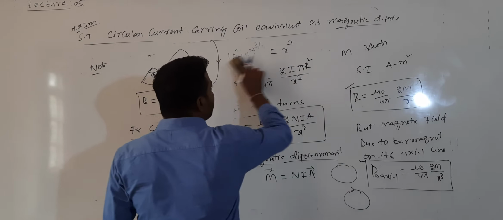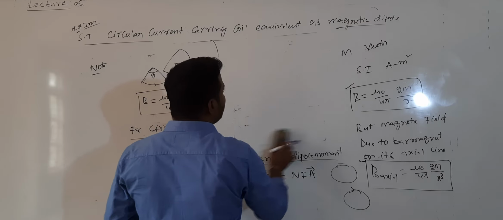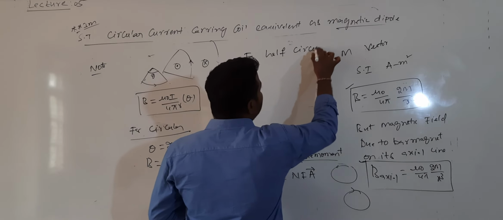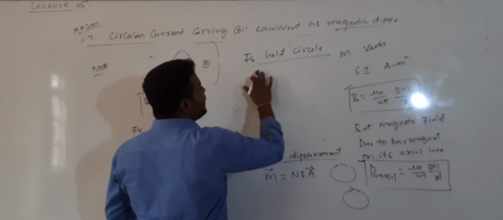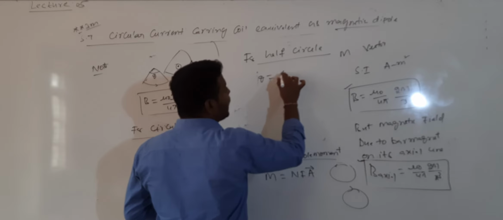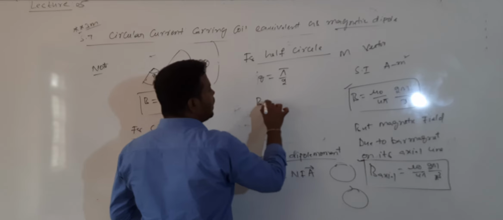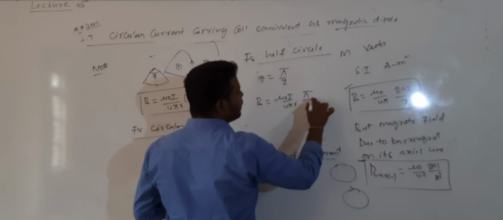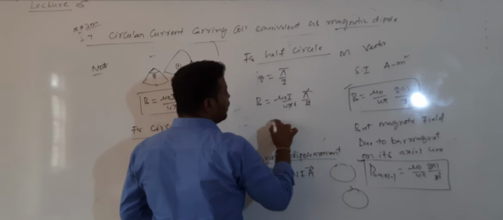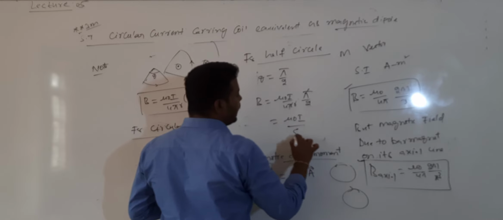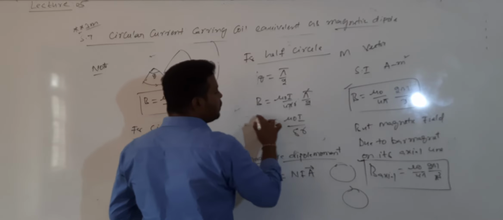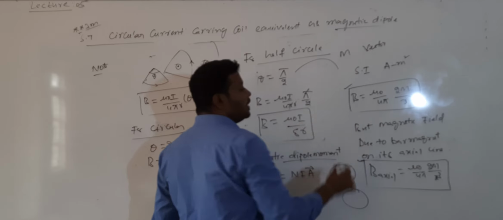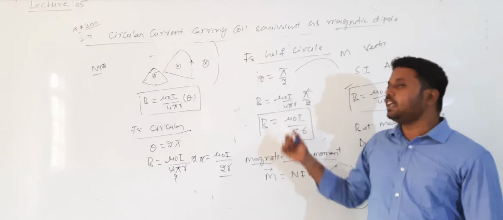If they give half of the circle, what will the B value be? For a half circle, the theta value will be pi. So what happens to the B value? Mu naught I by 4 pi r into pi. The pi cancels, which gives mu naught I divided by 4r. This is the expression for the magnetic field at the center if the circular coil is a semicircle.